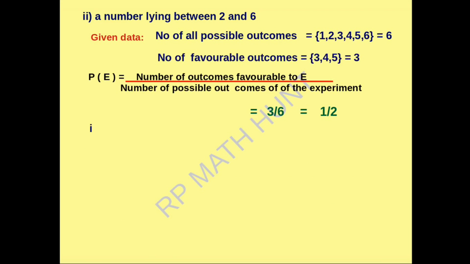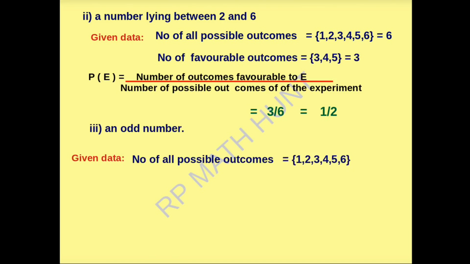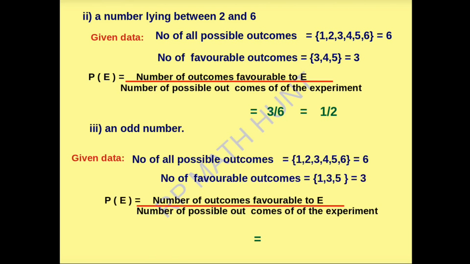Third, an odd number. Given data: the number of all possible outcomes is 6, that is 1 to 6. Number of favorable outcomes is equal to 1, 3, 5, that is also 3. P is equal to FO by TO, that is 3 by 6, that is 1 by 2.